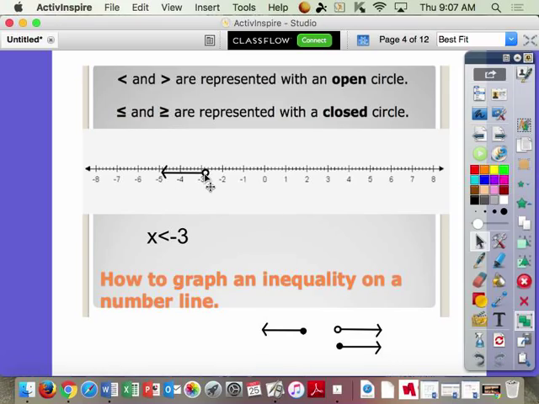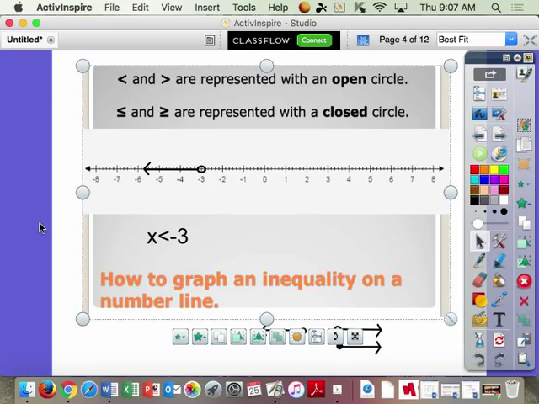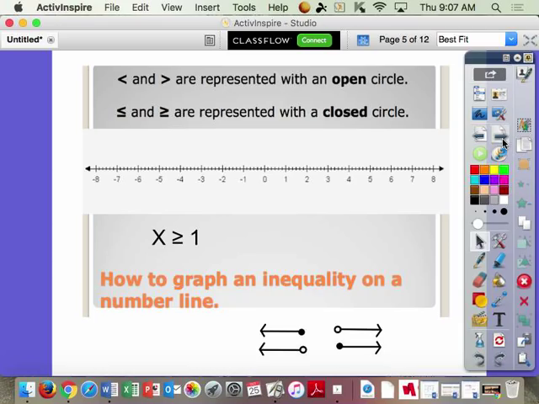So I'm going to take this one. I'm going to put it at -3. And I'm just going to stretch that. Ooh, I can't stretch that arrow that much. All right, your arrow can go all the way to the end. That's fine. All right, next one.